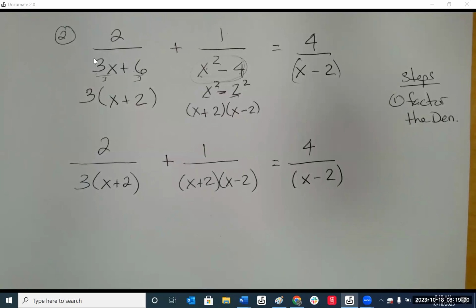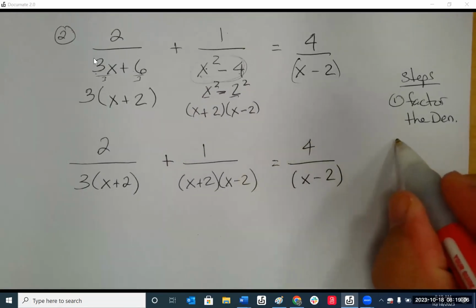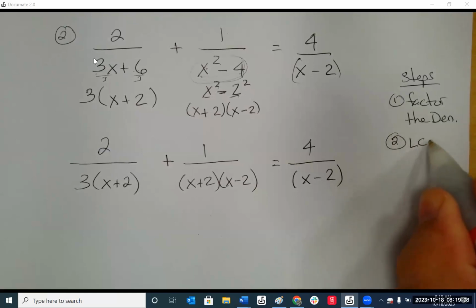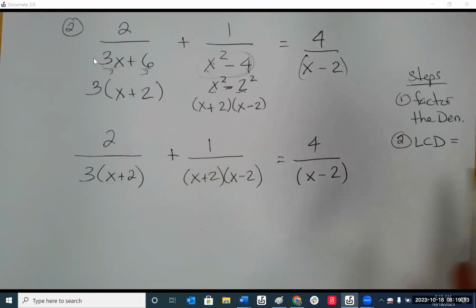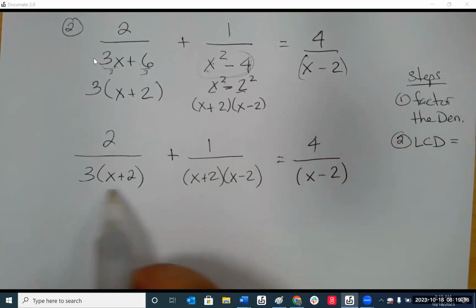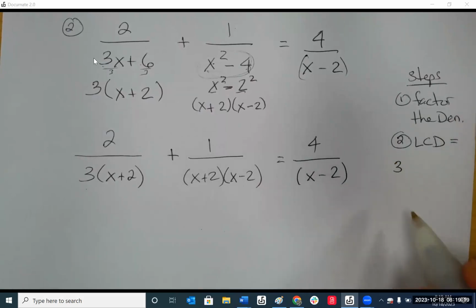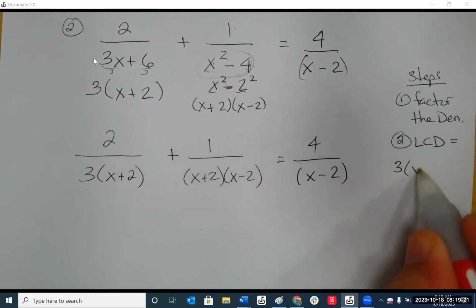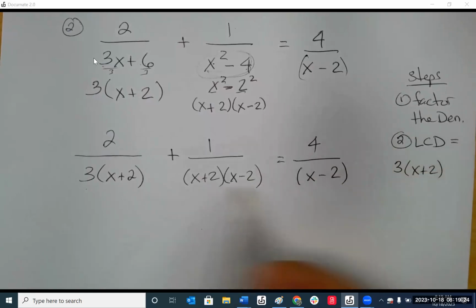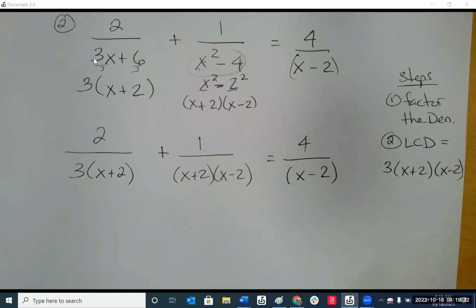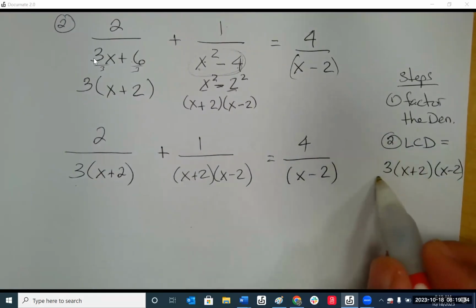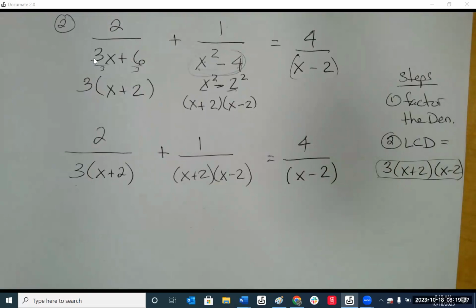From there, we can see what we need. We have to find the LCD. That's step 2. So what do we have on the bottom? We have a 3. So we need a 3. We have an x plus 2. This one needs one. And then we also have an x minus 2. And there's an x minus 2. So this is my LCD.